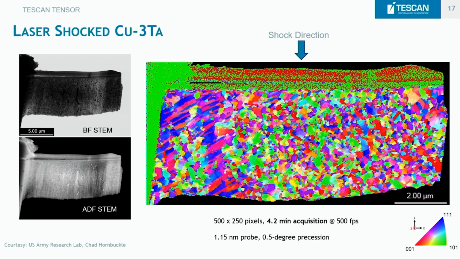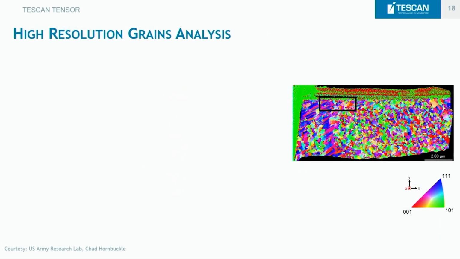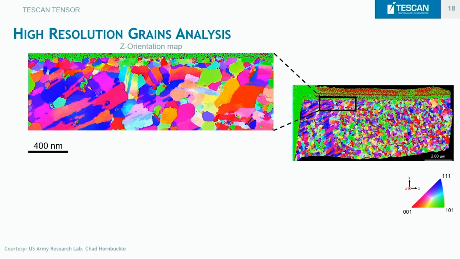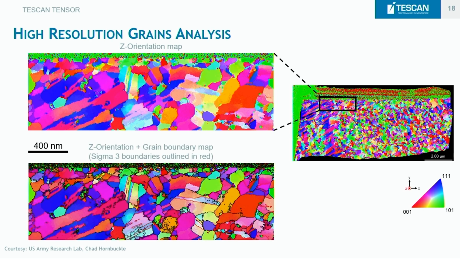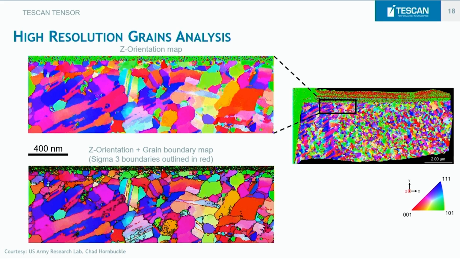The researchers were actually very interested in these small grains here at the interface where the shock happened. And then you can use that as a navigation technique for deciding where you want to do your higher resolution work. In this case, a conventional orientation map, looking at the grain boundaries, the sigma 3s, and you can see some twins and different information.